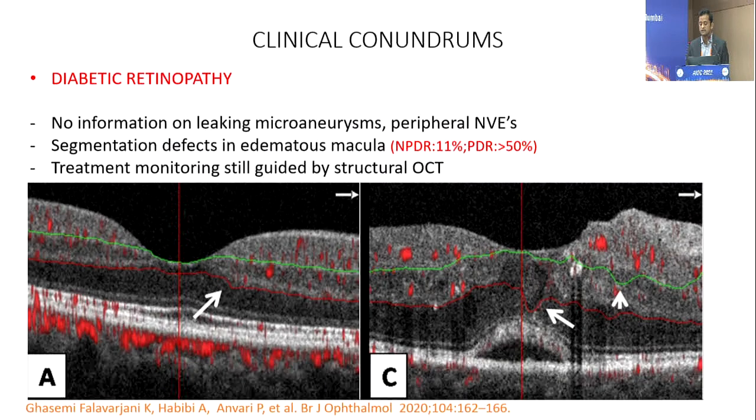So again, I'll just touch upon the two most common indications in our routine clinics. One is diabetic retinopathy. OCTA does not give us any information on leak, so it is very difficult to make out the leaking microaneurysms, and due to the limited field of view, we are not able to make out the peripheral neovascularizations. Again, segmentation is a big problem in edematous macula, which can be found in up to 50% of patients of PDR, which will lead to segmentation defects and erroneous readings. And our treatment is still guided by structural OCT.